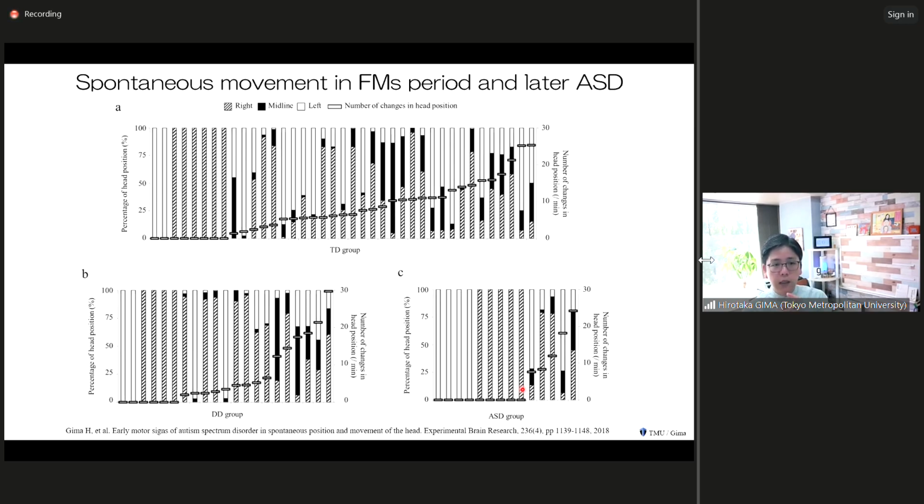The results showed the values of percentage of midline head position were significantly lower in the ASD group than in the typical developmental group. We considered that the lower percentage of midline head position during early infancy is associated with later development of ASD, and poor performance in maintaining the midline position of the head at this period may distinguish infants who later develop ASD from those who show typical development.